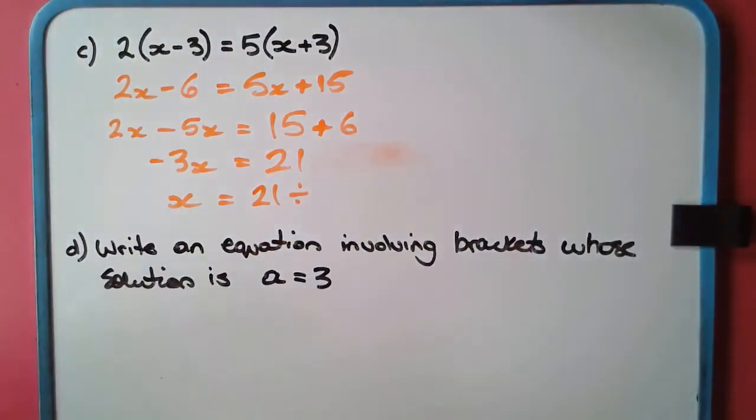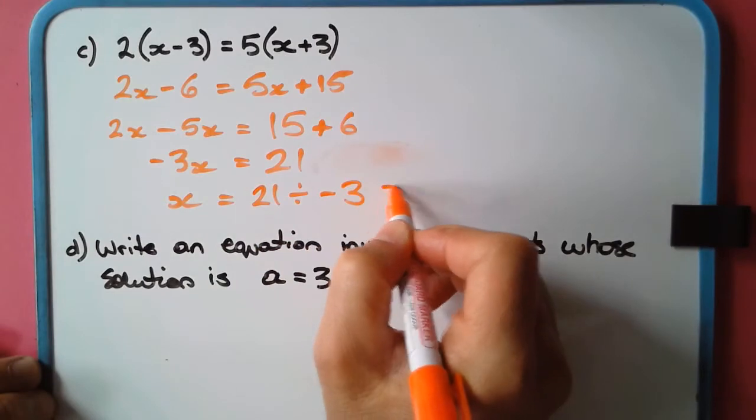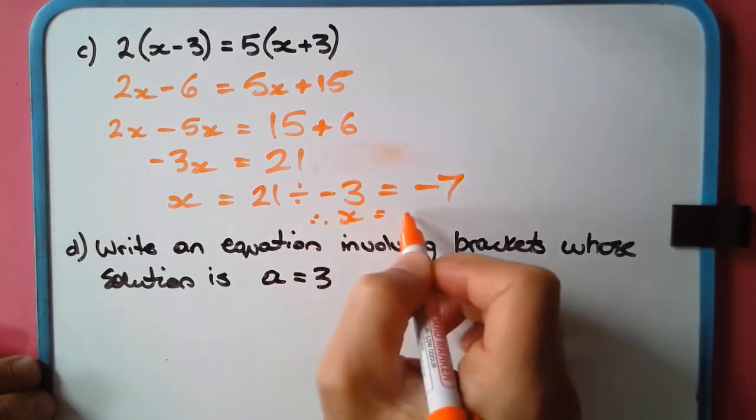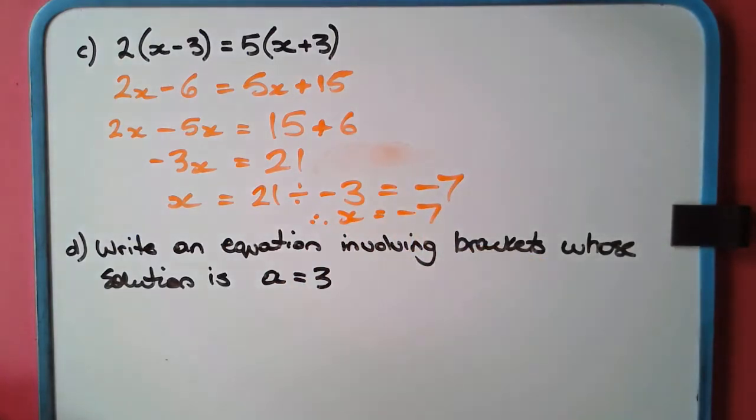21 divided by negative 3 is equal to negative 7. So therefore x is equal to negative 7.